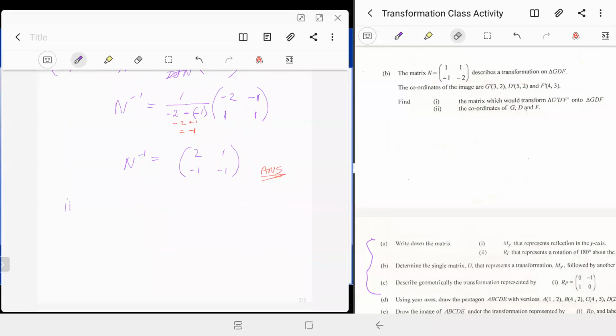Watch this now. Let me show what that means. I'm going to give it a breakdown. Essentially, what that means is the n matrix times the matrix for G, D, F.